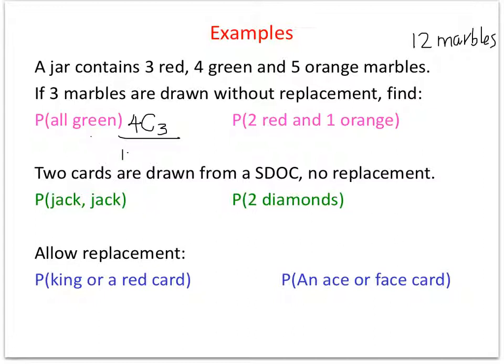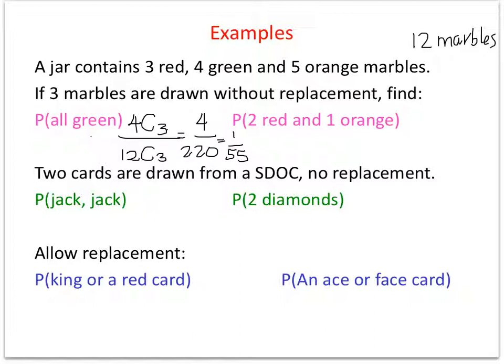I have a favorable sample space and I want to choose 3 of them, but my total sample space is 12 and I'm still only choosing 3 of them. So then when you divide that, well, 4 choose 3 is 4, and then you have your 12 choose 3 is 220. And that is going to reduce to, I believe, 1 over 55.